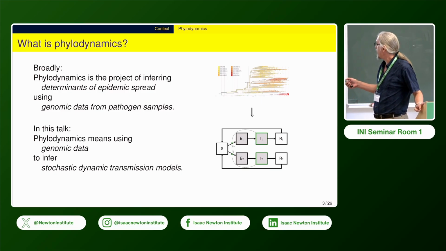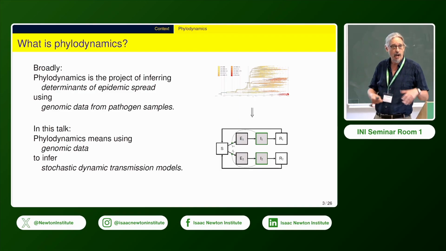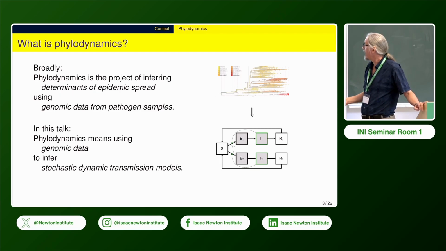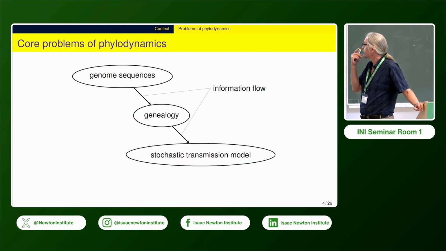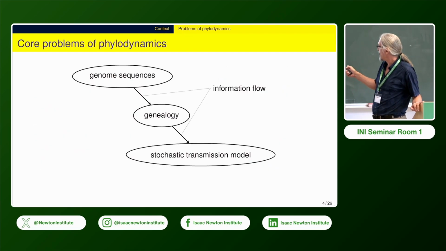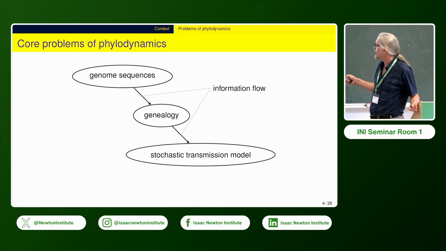Okay, so just a cartoon of that: we've got loads and loads of genomic data that can be used to do things like construct trees. What do these trees then have to say about the structures of the kinds of models that we use to think about epidemics? So the core problem is one of figuring out how to build a bridge between genome sequences and transmission models to allow the information to flow.